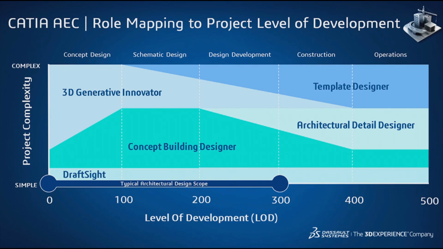Once you get up to level of detail 300, then you're going to be using the concept building designer with the architectural detail designer to do solid modeling for manufacturing, 3D generative innovator role for some of those more complex parts, and the template designer to do advanced scripting and creation of reusable PLM templates across your project. As you get into the operations phases to build level of detail 500 models for facilities management, you're going to need big PLM assemblies with solid modeling, and the need for more robust CATIA modeling is going to be delivered through the more detail-oriented roles.